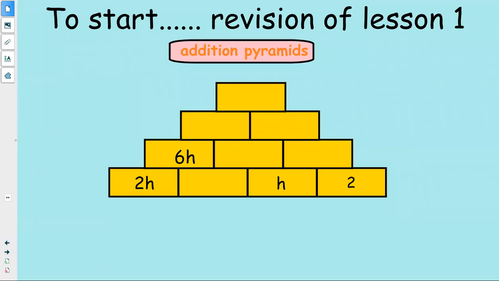Okay, so this is just a start. This is just a revision of lesson 1 when we added and subtracted like terms. So please pause the video and please do this for me. I'm going to flash up the answers in one little second. Okay guys, hope you got that. So here is the answers for the addition pyramid involving algebra. Okay, so just correct your work, pause it now, and I'm going to move on.